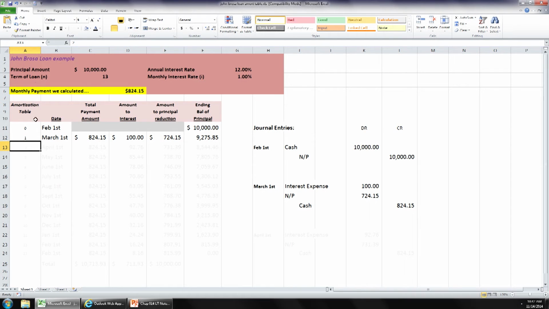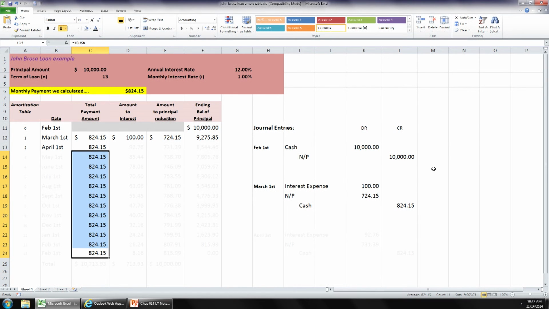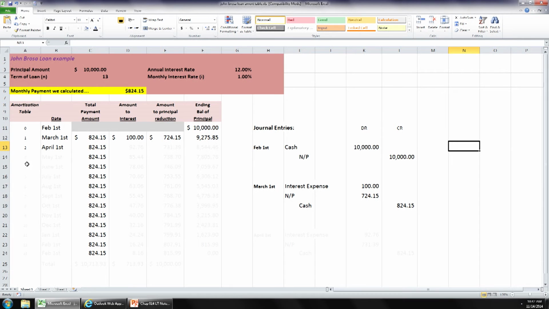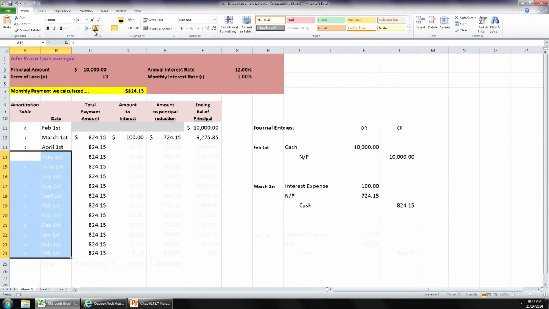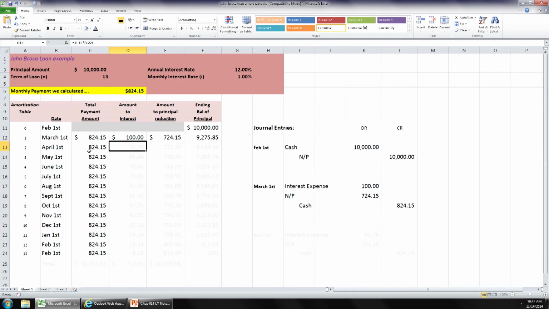What about 2 months from now, on April 1st? Well, our total monthly payment is $824.15. As a matter of fact, our monthly payment is always $824.15, correct? No matter what the date. Well, how much of the April 1st amount of $824.15 goes to interest? Once again, you take the most recent ending balance of principal times 1%. So that would be 9,275.85 times 1%. Is that correct? And that equals 92.76.